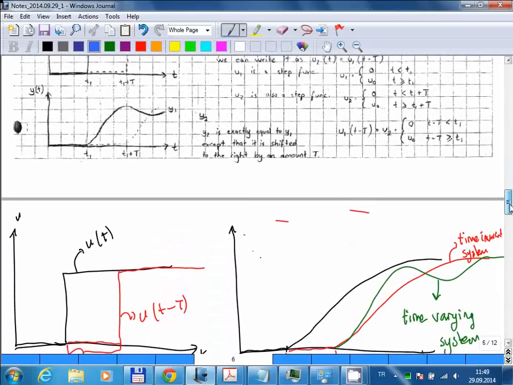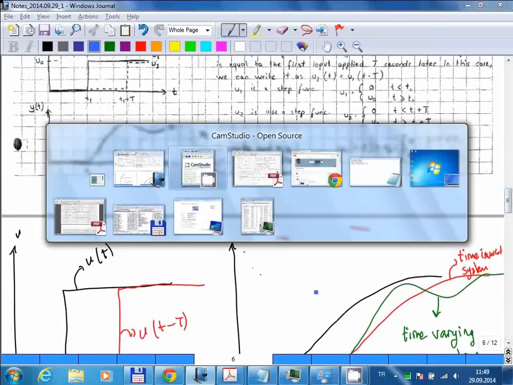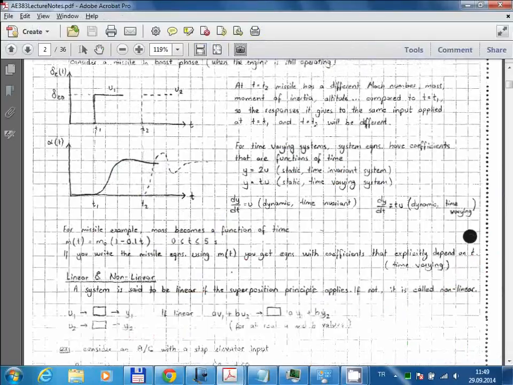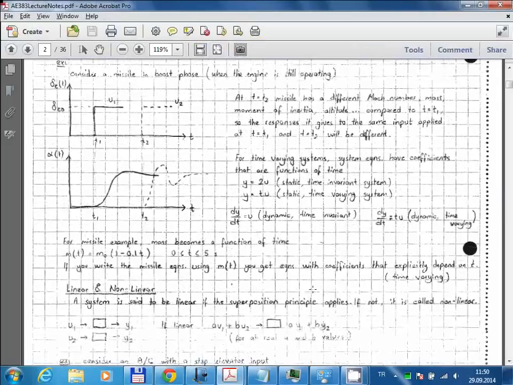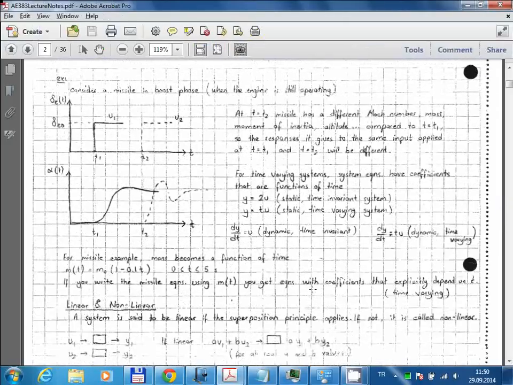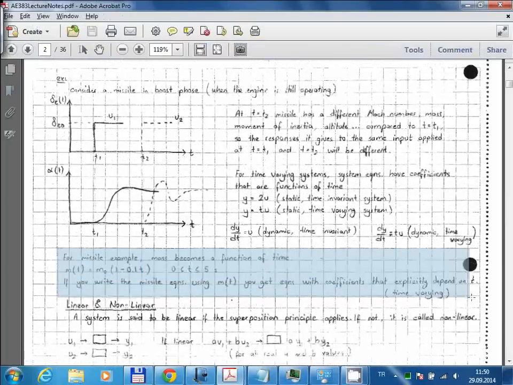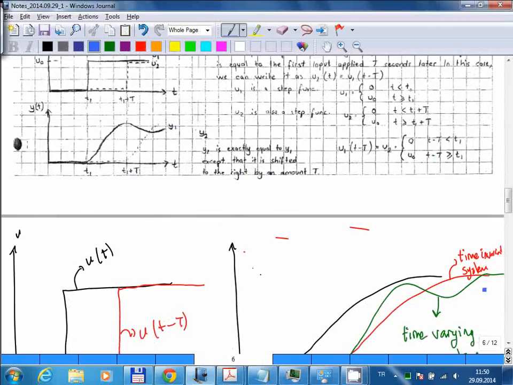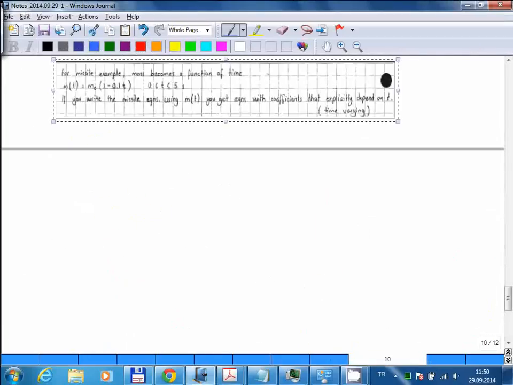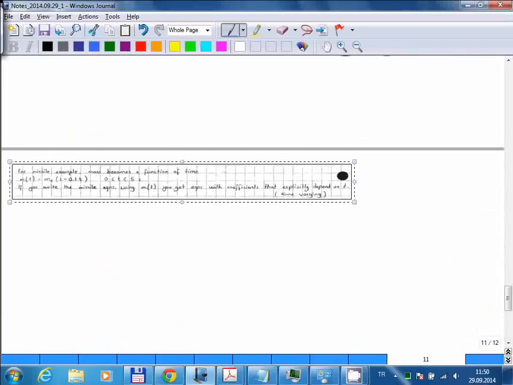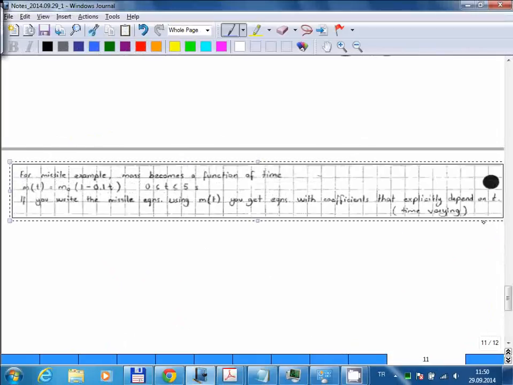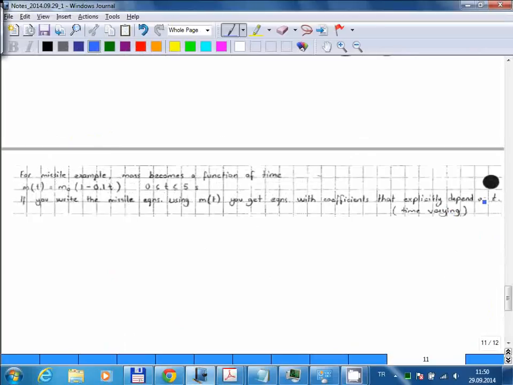time-varying systems, you can see that when you look at the equation. So let me go back to this file. If you have system equations, I don't know if you can see that, but if you have time t depending explicitly in your equation, that means your system is time varying.